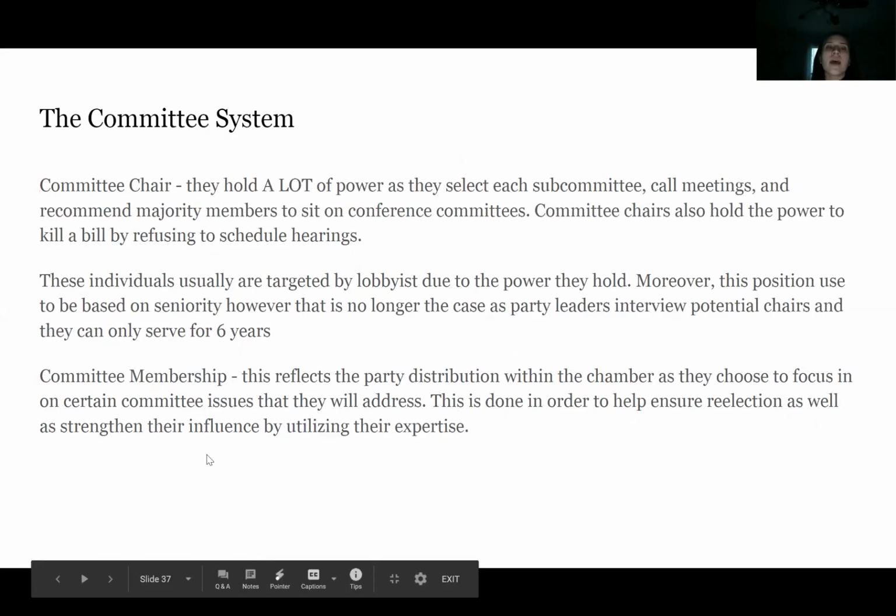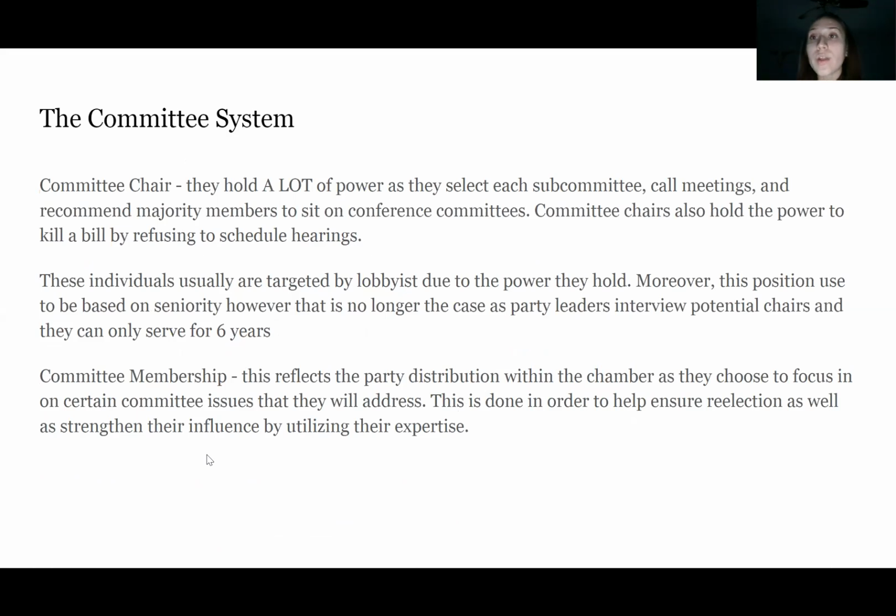Committee systems. We have committee chair. They hold a lot of power, and because they hold so much power, sometimes we can see lobbyists, interest groups targeting the committee chair because they know that they have direct influence within Congress. So what is the committee chair doing?